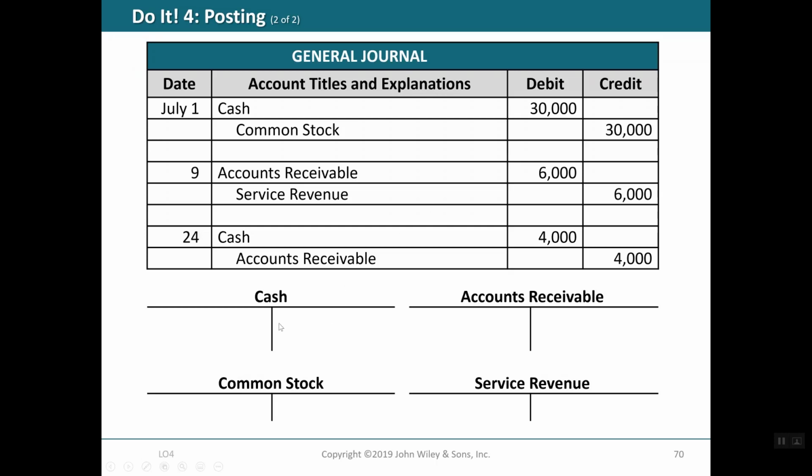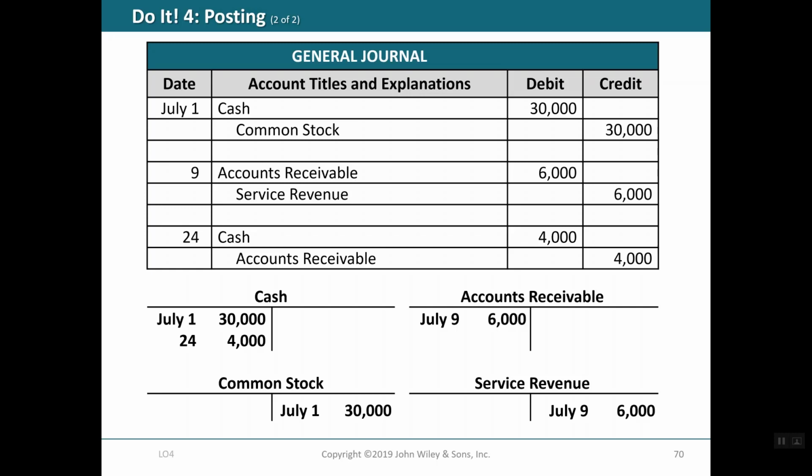Okay, so we have our cash account, we have our accounts receivable, I have common stock, I have service revenue. So let's see. Debit cash 30,000, 30,000 credit common stock. Accounts receivable is a debit in the journal, so it's going to be a debit in the accounts receivable account. Service revenue is credit, so it's going to be credit in the ledger.